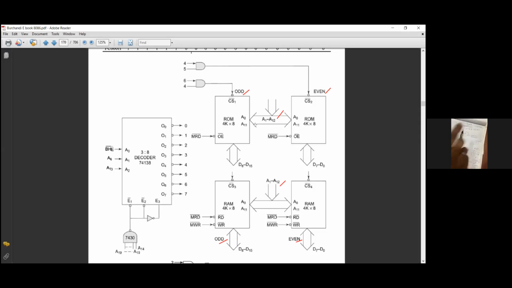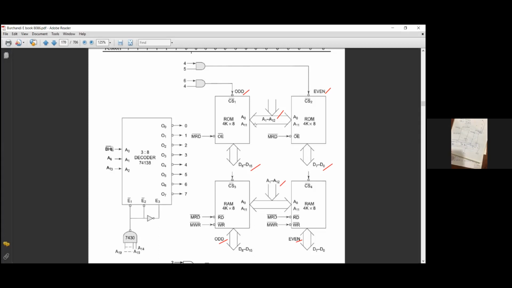8 bit. So that's why just see, the even bank is connected with D0 to D7, and the odd bank, meaning the high bank, is connected with D8 to D15. Means the data bus is also divided into two parts. If I explain in this picture, you can see the even bank is D0 to D7, the odd bank D8 to D15.